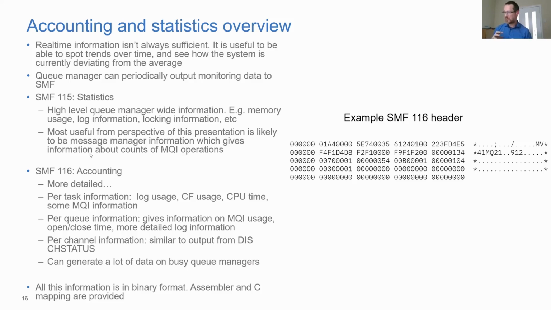What is perhaps more useful to understand what's going on at the application level is the accounting data. This is the SMF 116 record. This is way, way more detailed, and there's lots of it. It allows you to understand what's going on at an individual application level: what is that application doing in terms of hitting the MQ log, how much CPU is it using? It also has information about the MQI, number of messages put, number of messages received, and more detailed information around your queues and your channels.